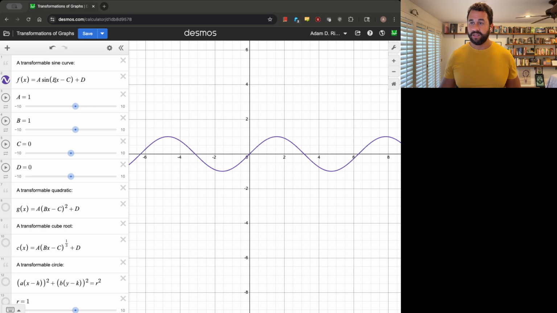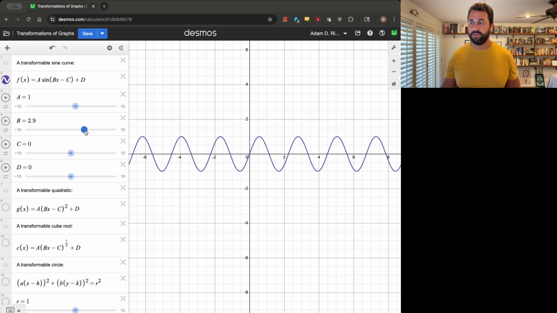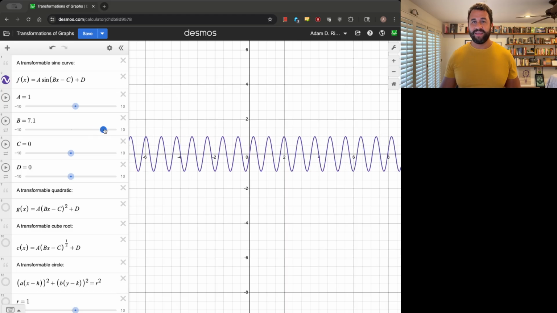Squishes it. Here we go. Check it out. There you go. Maybe I should go. That's better. Yeah, again, because now we're running through the inputs a lot faster. We're running through them faster than we were before. So the graph is going to get squished. It's going to happen faster.